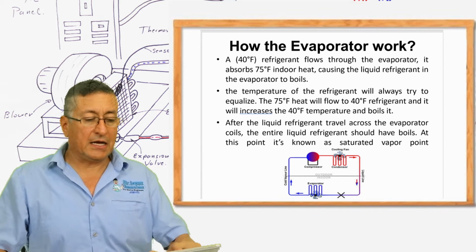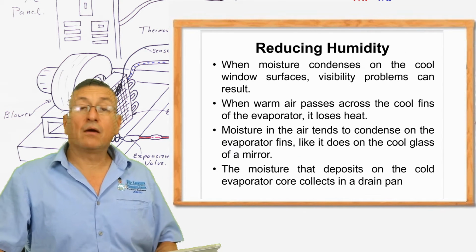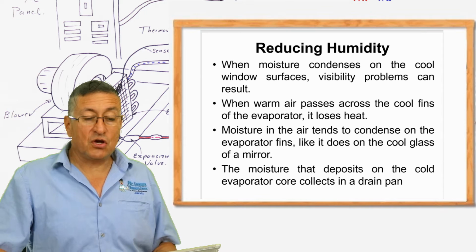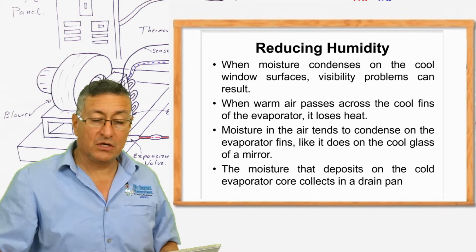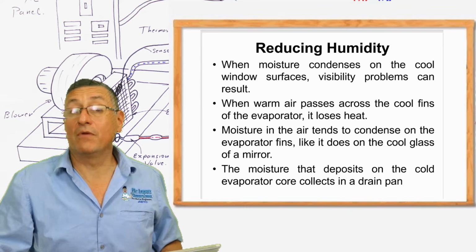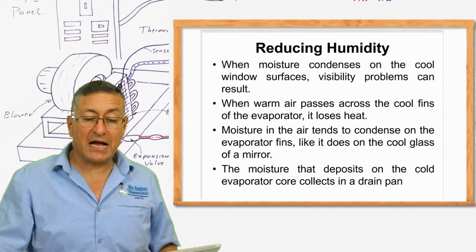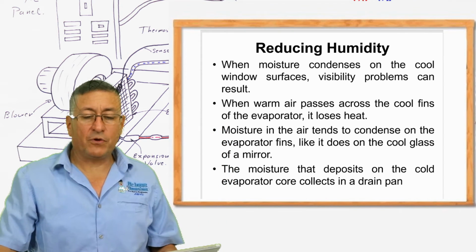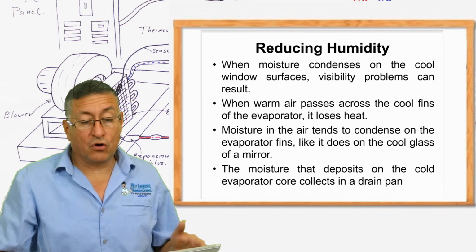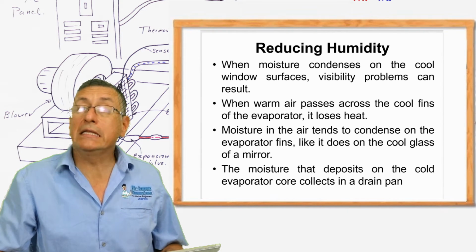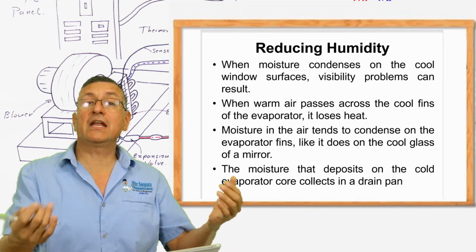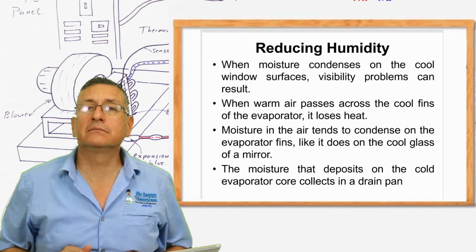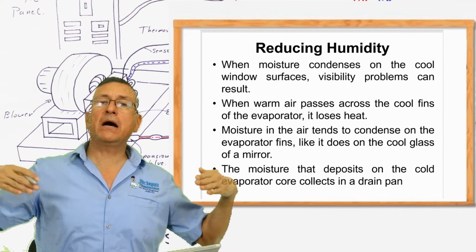Okay, my friends, and now we are going to check what happens with the humidity. When the moisture condenses on the surface of the windows, you have problems. When warm air passes across the cold fins of the evaporator, of course, the air loses heat. The air loses heat, the refrigerant gains heat, and the air that you receive in your face is cold air. That's clear? The warm air passes through the coil.